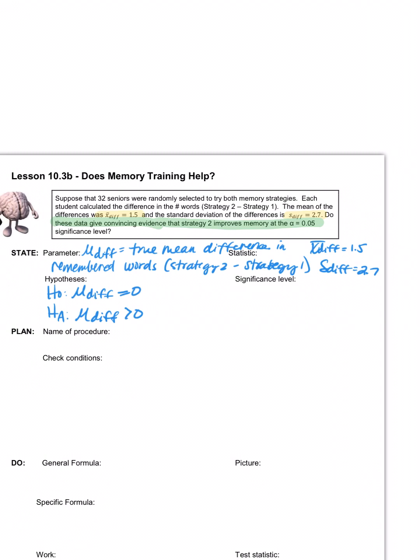Are we okay with that? All right. Significance level given as 0.05. All right. Name the procedure. Nothing new. We know we're doing matched pair, so we would do a one sample t-test for matched pair. Or if you didn't want to say matched pair, you could say mu diff. That's fine too. Either one is okay.